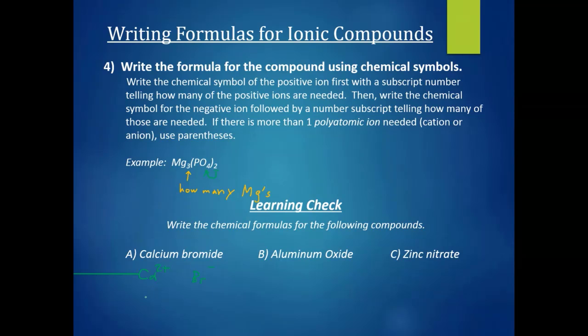So 2 is the lowest common multiple, and therefore I'm going to need one calcium to get a total of 2 plus. And how many bromines do I need to get a total of 2 minus? 2. There you go. So I write Br2. And this is my formula for calcium bromide. Does that make sense?